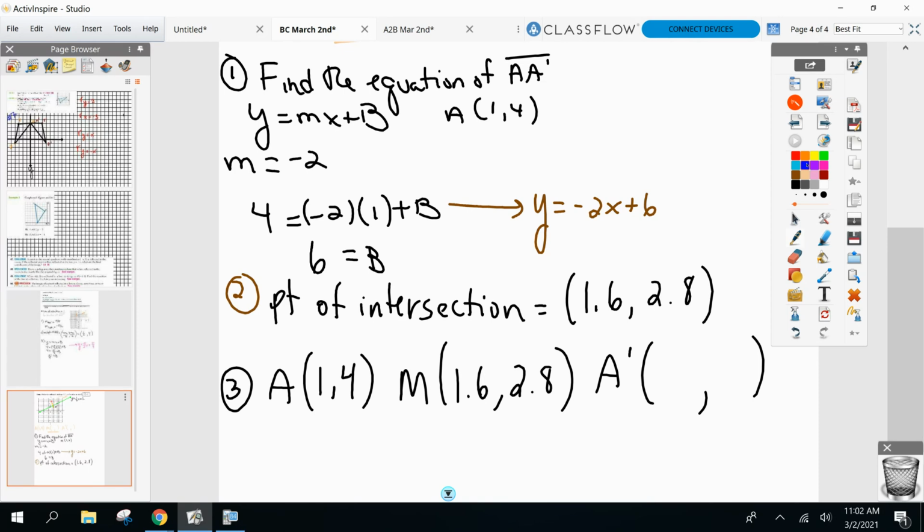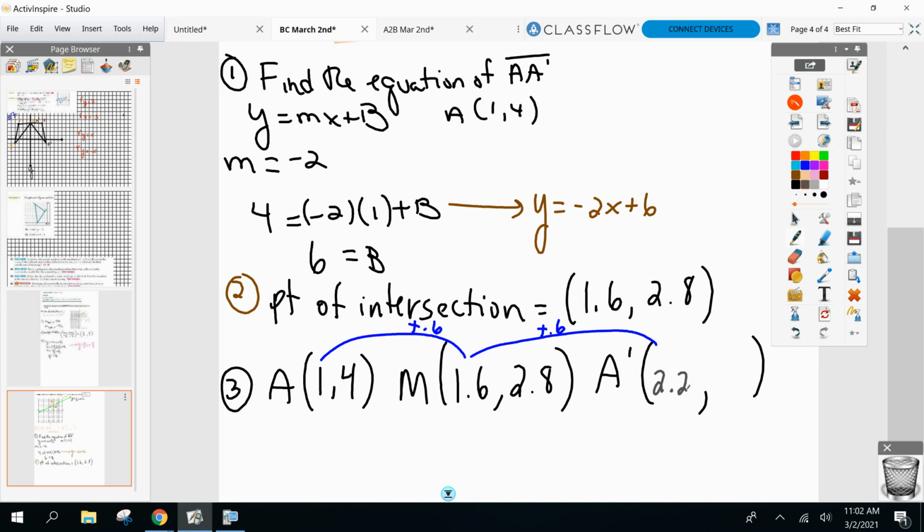M is directly in the middle. So as you go on the x-axis from +1 to +1.6, how many units did you travel? 0.6 units. And since the midpoint is directly in the middle, I got to make sure I match it on the other side. So from 1.6, I'm going to go another 0.6 units. And where do I end up on the x-axis for A prime? 2.2.